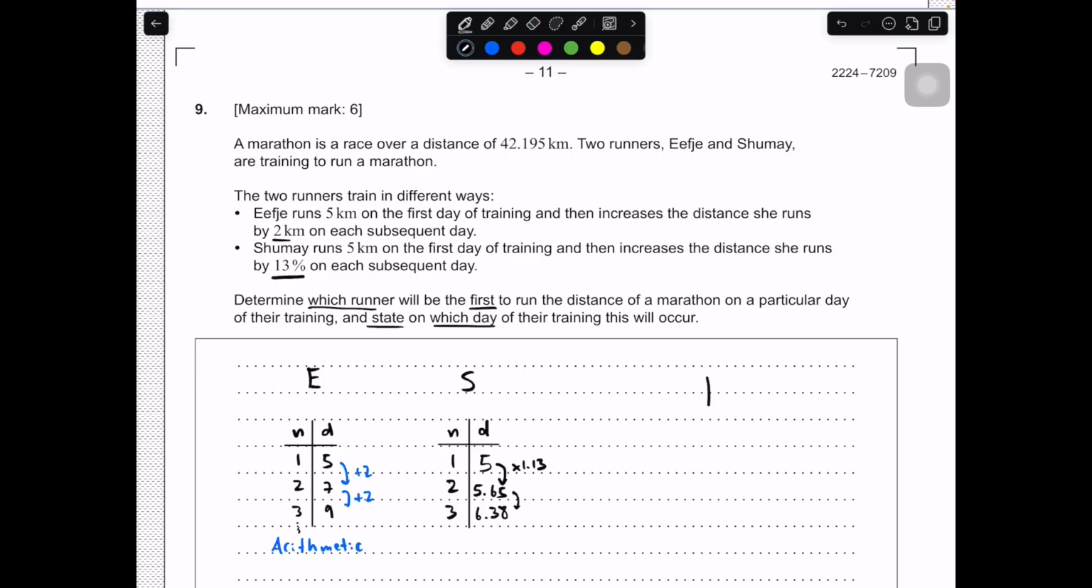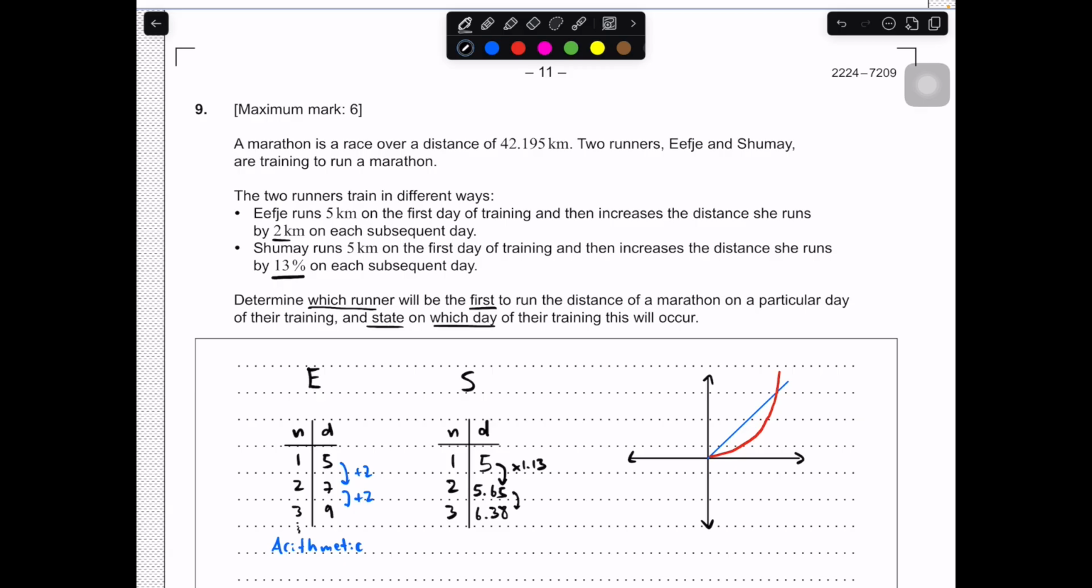So essentially this is a classic case of arithmetic growth versus exponential growth. And the question is, okay, exponential always overtakes linear eventually, but will it be before? Who will reach this goal of 42.195 first? That's the question. So let's go ahead and see what we can do.